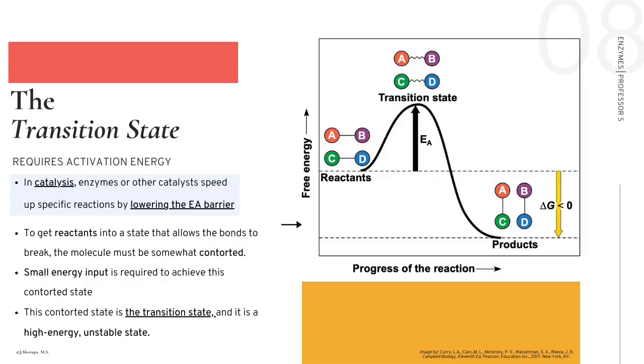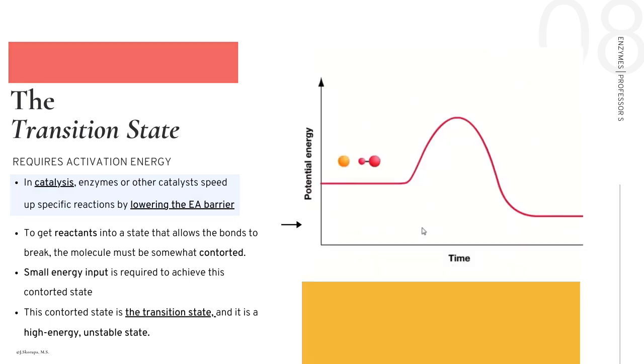So now we know that enzymes speed up reactions by lowering the activation energy. But why is an activation energy even required? Well, to get reactants into a state that allows those bonds to break, the molecule must be somewhat contorted. A small energy input is required to achieve this contorted state, and this contorted state is called the transition state, and it is a high energy, unstable state. Reactants don't last very long in their transition state, and they'll proceed quickly to the reaction's next steps.